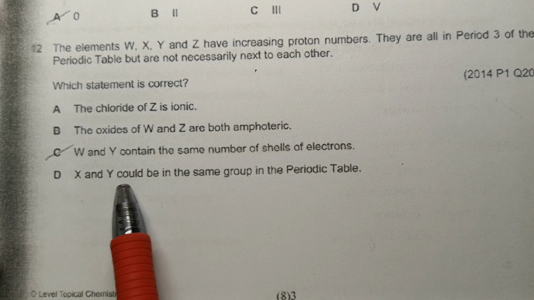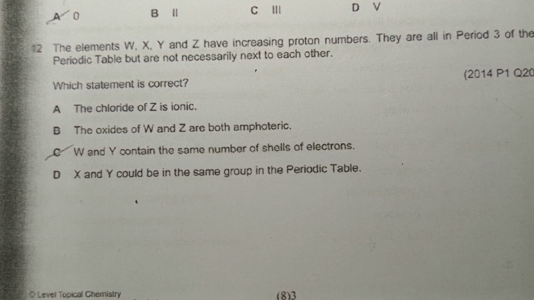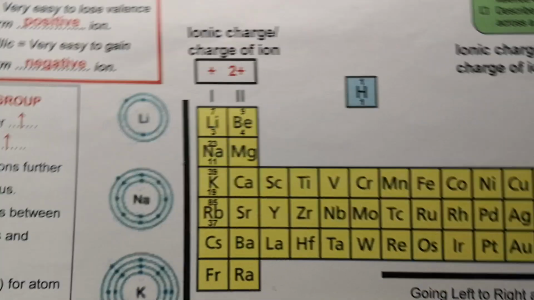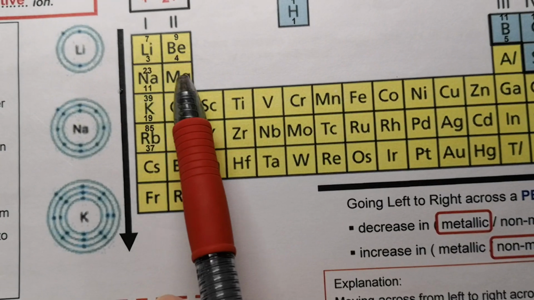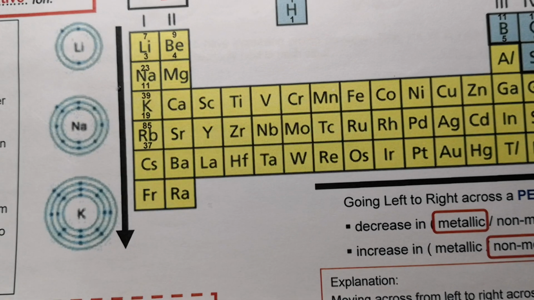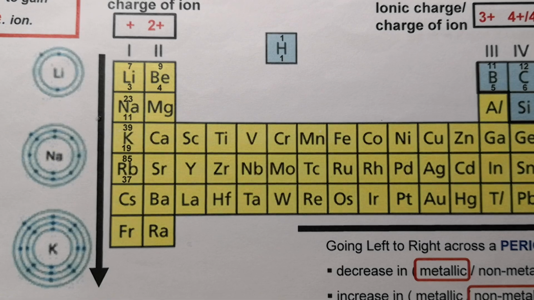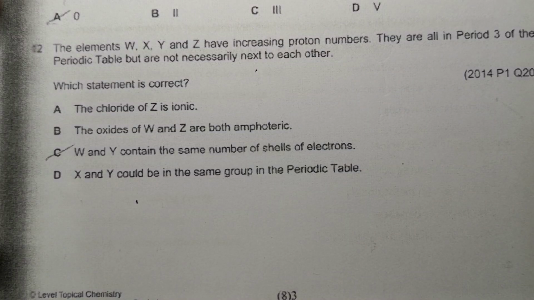If you look at D, X and Y could be in the same group of the periodic table. So how can it be same group? It cannot be in the same group. Okay, same period. Same period means it's horizontal. Same group means vertical. Cannot have two of this W, X, Y, and Z to be in the same group. Cannot. So D is out.